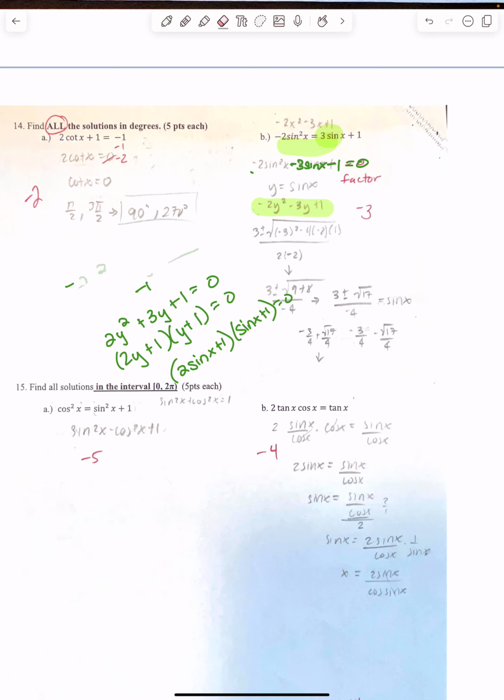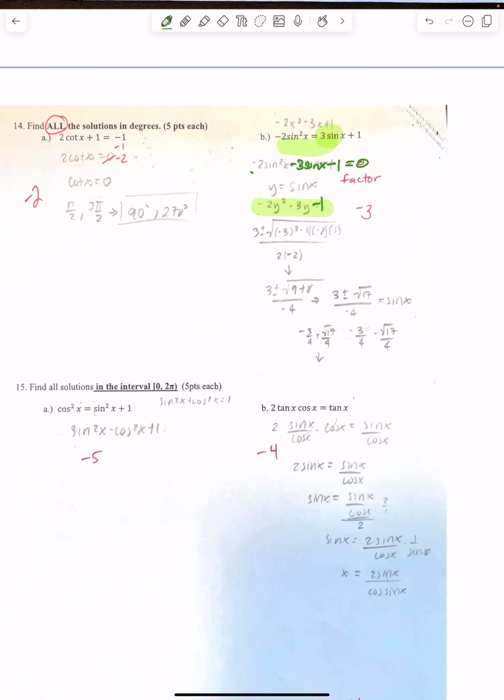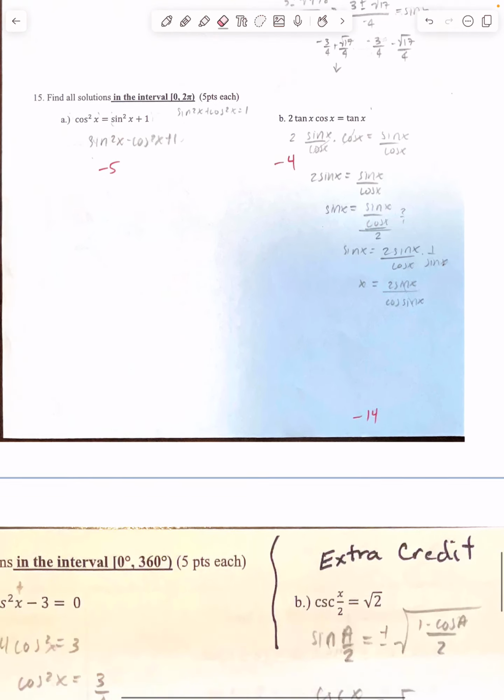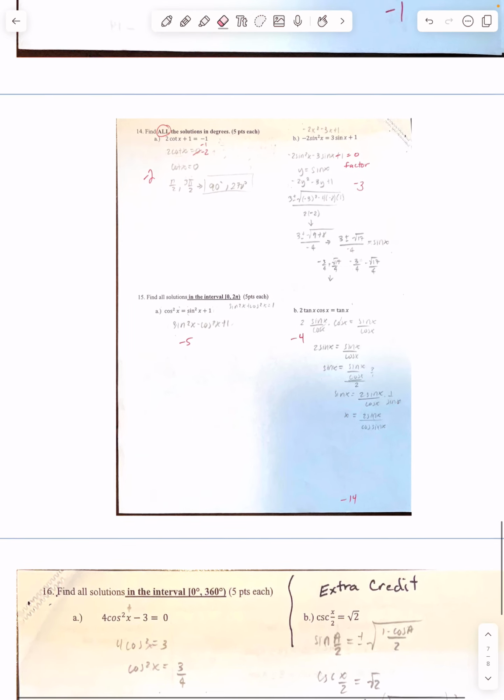The quadratic formula could have totally worked, but I think it went off again because your C should have been negative 1, which would have made that negative, and 9 minus 8 would be 1, and then you wouldn't have had that square root of 17. So, watch signs.